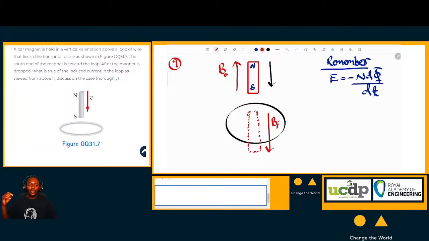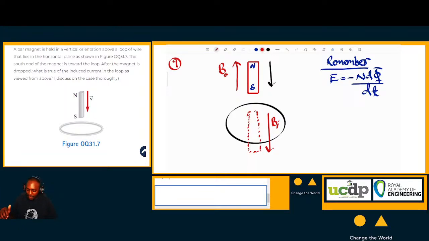So now we use the induced magnetic field to determine the direction of flow of current. Now this is where we use our right hand grip rule or thumb rule.